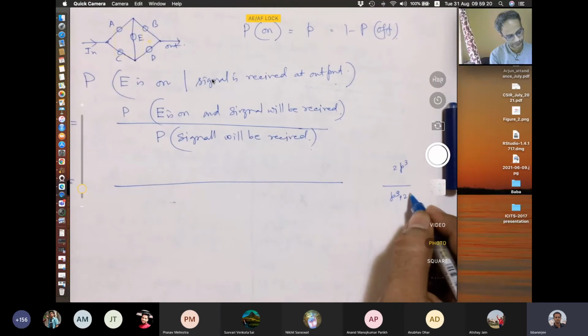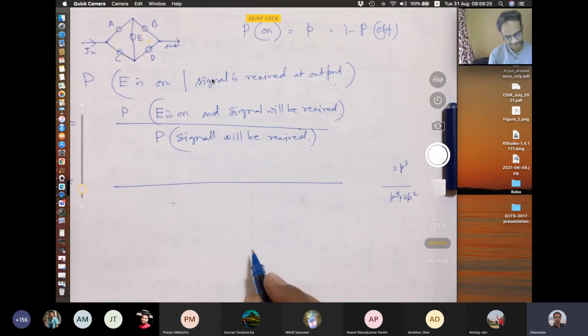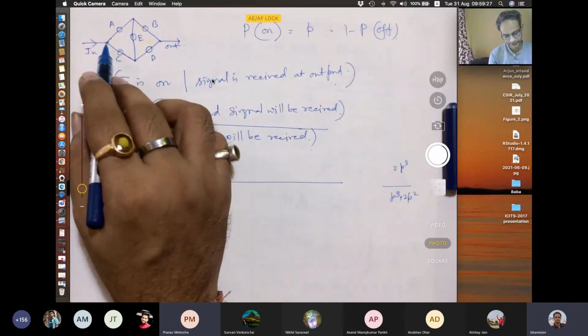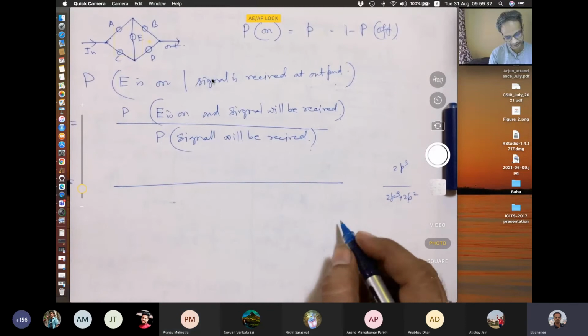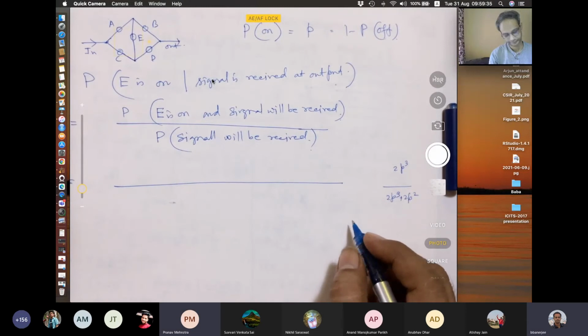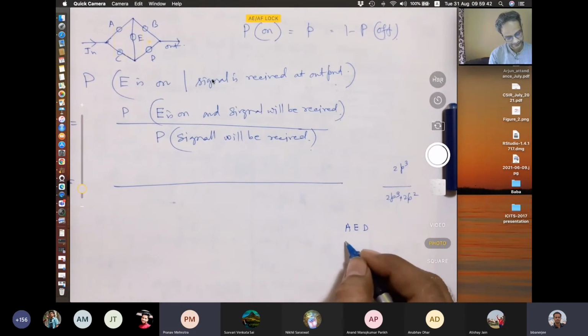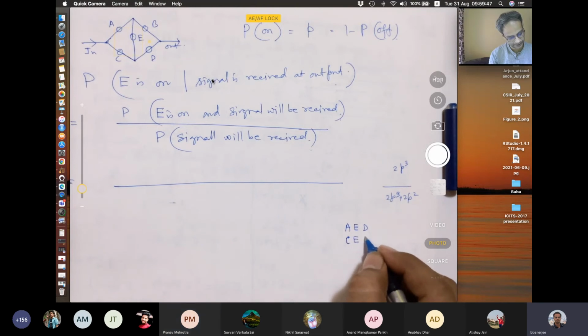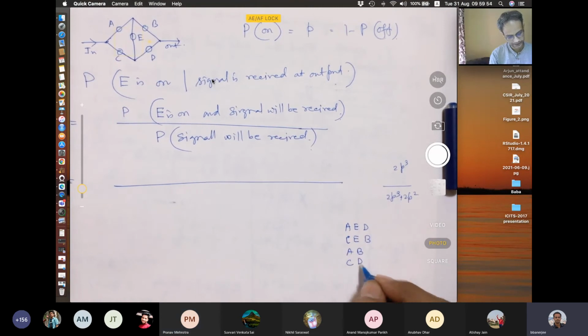P cube plus 2p square. 2p cube. So what are the paths you are considering? So in the denominator it is 2p cube plus 2p square. Okay. So what are the paths you are considering? Sir, AED. AED, okay. CEB. CEB, okay. And AB and CD.